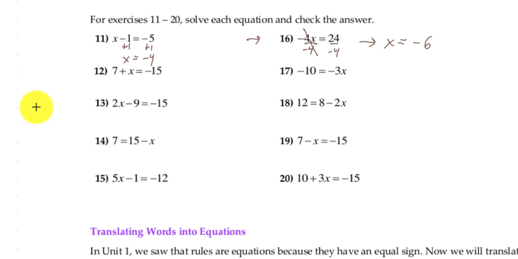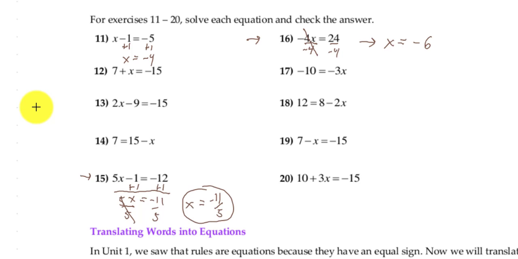Let's take a look at a two-step problem, like maybe number 15. First thing I have to do is add 1 to both sides. And that would leave me with 5x equals, it looks like -11. And then to get rid of the 5, to undo the multiplication, 5 times x, I divide by 5. And you see I'm left with x equals -11 over 5. That'd be my final answer.